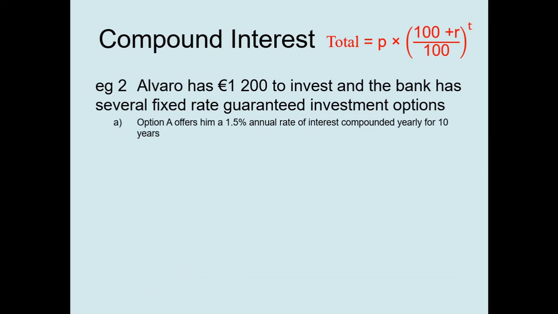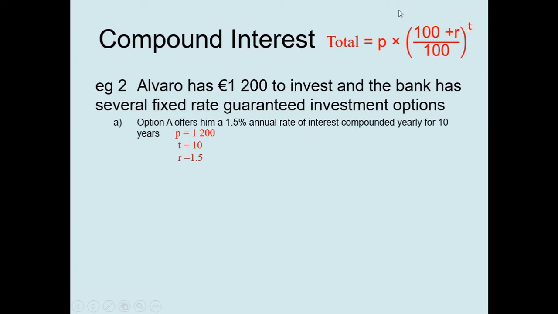In option A, he has a 1.5% rate of compound interest for 10 years. But the principal amount is the same for all options. He's got €1,200 he wants to invest. The time for option A, the bank is offering this deal for 10 years. And the rate that they're offering is 1.5. Now this is compound interest, so we've got our formula up here at the top.